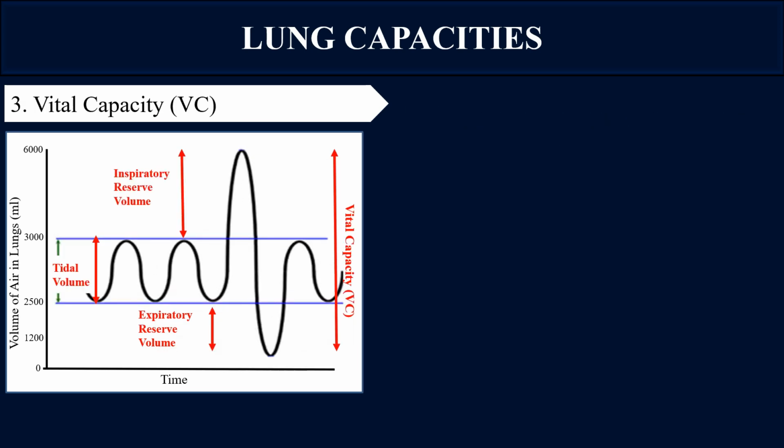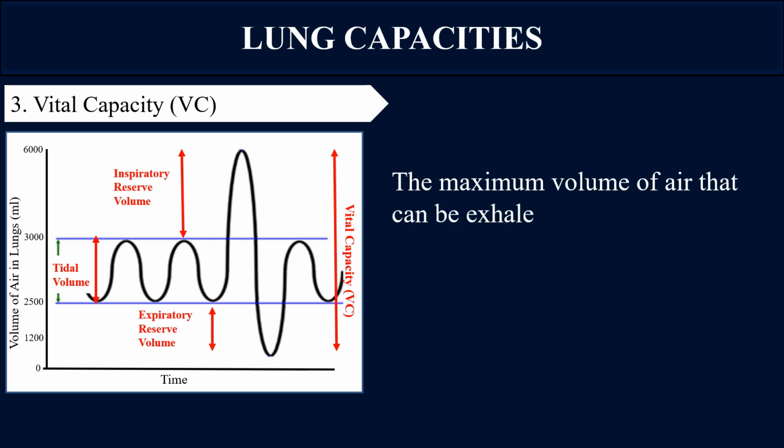The other capacity is the vital capacity. What is vital capacity? Vital capacity is the maximum volume of air that can be exhaled forcefully after deep inspiration. It involves deep inspiration, meaning the maximum inhalation, and forceful exhalation, meaning the maximum exhalation. If we see in the graph, the tidal volume is the normal breathing.